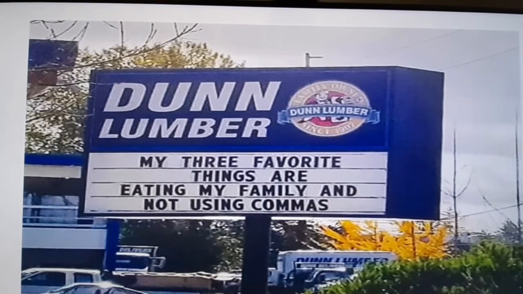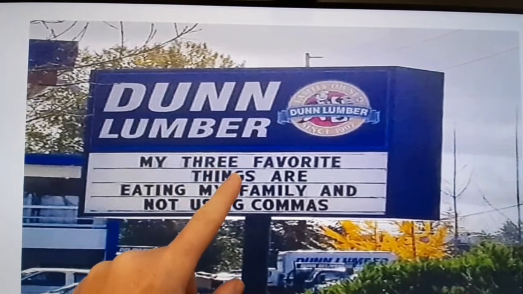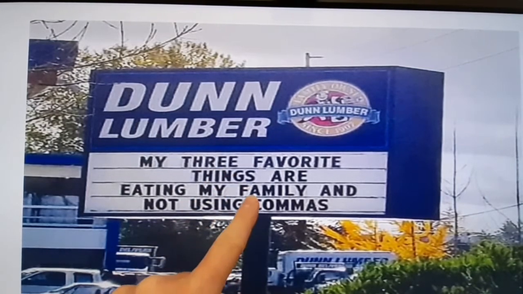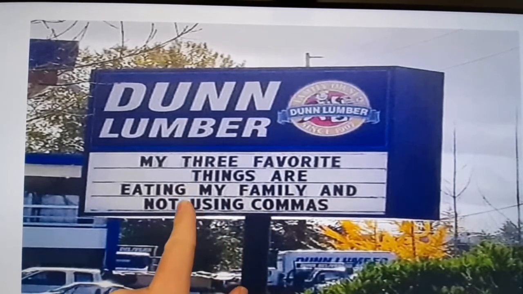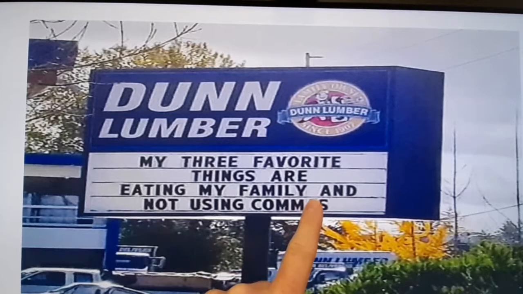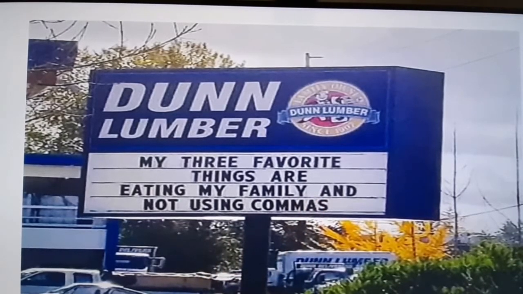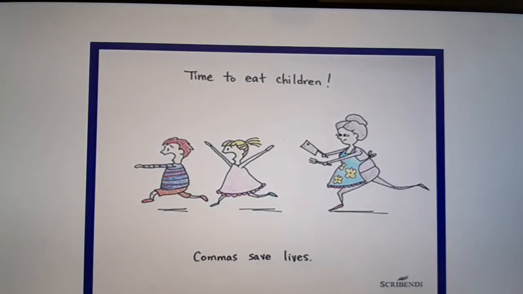All right, so here's a great example then. My three favorite things are eating my family and not using commas. Isn't that terrible? Are eating, comma, my family, comma, and not using commas. Again, another eating one. Time to eat, children.